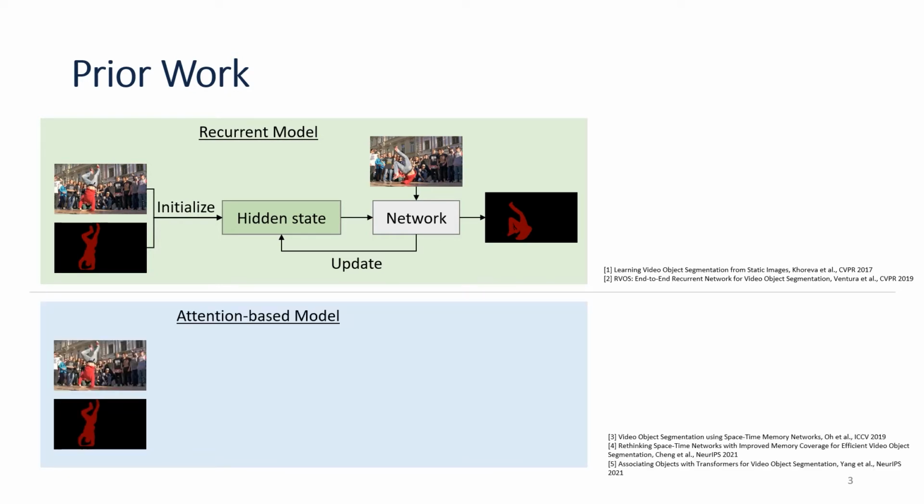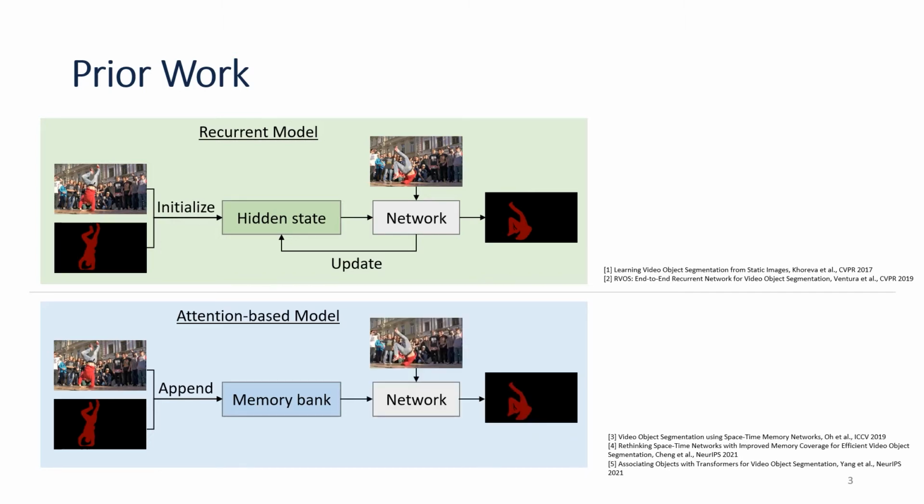And for recent state-of-the-art approaches, they're mostly attention-based, which means the input is first appended to a memory bank. Then, the network will use attention to read features from this memory bank and use that to segment any new given frame. The segmented result can be appended back to the memory bank so as to enrich its representation and to represent appearance changes.